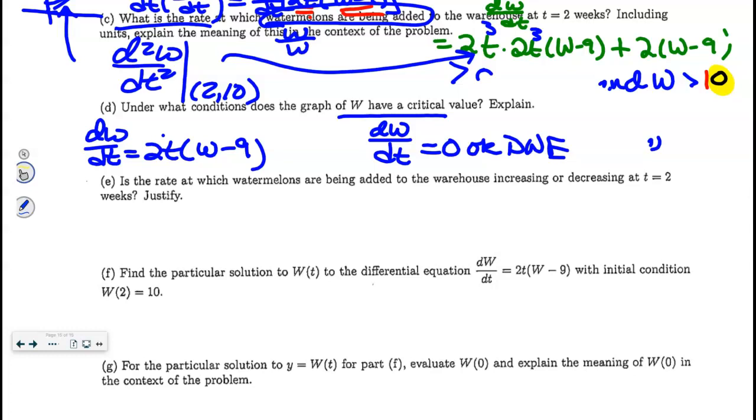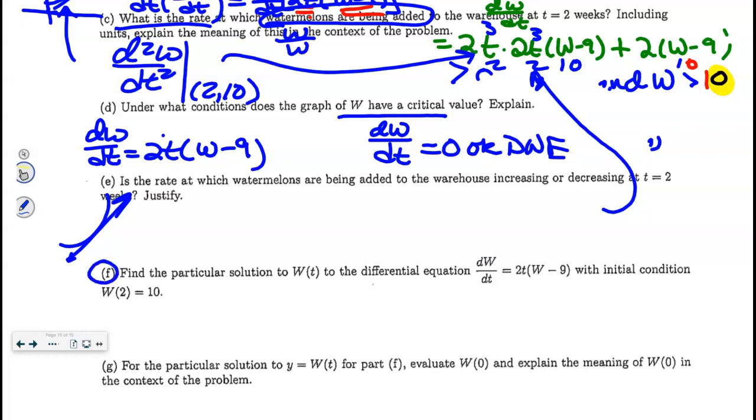Okay? The next one I want to go to says, is the rate at which the watermelons are being added to the warehouse increasing or decreasing at t equals 2? That would depend on what we got for part C, right? If we got a second derivative that was positive, which I think we would have, because we would have put in a 2, a 2, a 10, and a 10, that would have been greater than 0 there, correct? So when it says, is the rate increasing or decreasing, we got a positive second derivative. So the rate was increasing. The first derivative was increasing, so the second derivative was positive. That's an easy question.